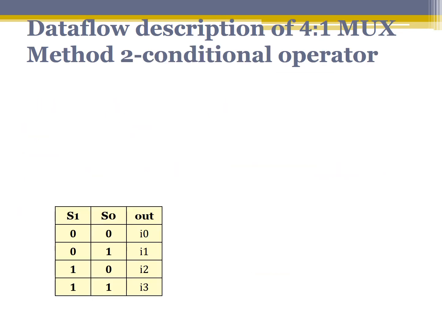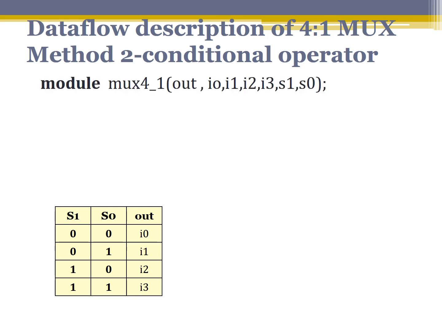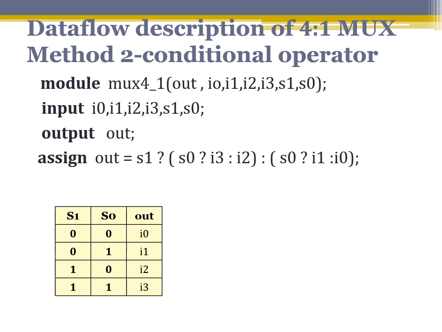Let us see the data flow description of a 4:1 mux using conditional operators. So this is method 2 using conditional operators. So we have the truth table as the reference for us. The first line of code, that is the module declaration, remains the same without any changes in the port list. Then we have the input port declaration and the output port declaration, which remain the same.